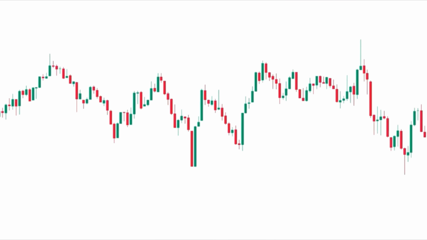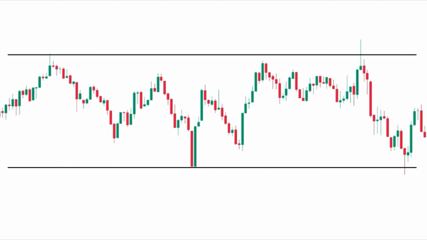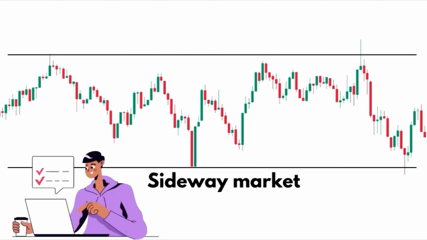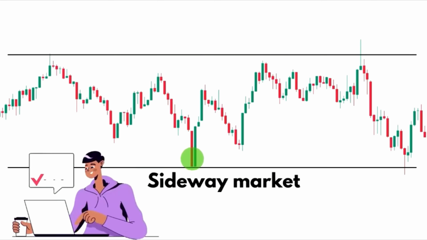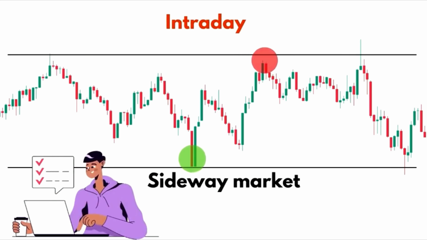In this chart, price is bouncing between a support and resistance zone repeatedly, a classic sideways market. In such conditions, we don't need Bollinger Bands or any other indicator. Momentum won't come here. Some people still try to trade sideways zones, buying near support and selling near resistance. But in intraday trading, this approach doesn't work well. We need momentum. That's why we avoid sideways markets.